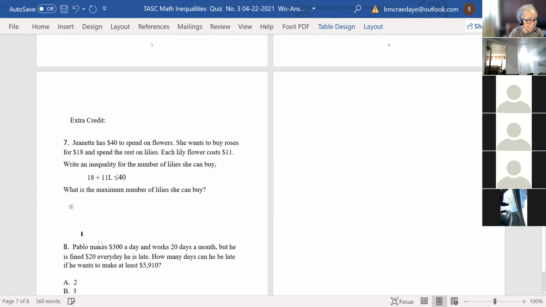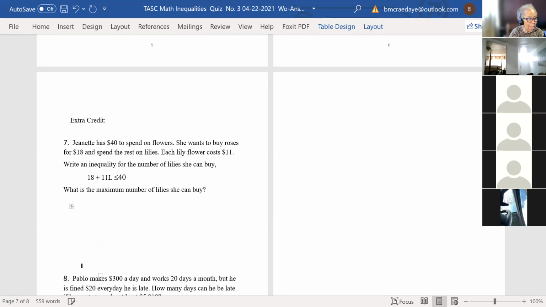Does anybody know why the inequality is 18 plus 11 lilies less than or equal to 40? Mercedes, why does this inequality match this problem? I'm just looking through it, miss. I'm not sure. I'm reading it to understand it. Okay.